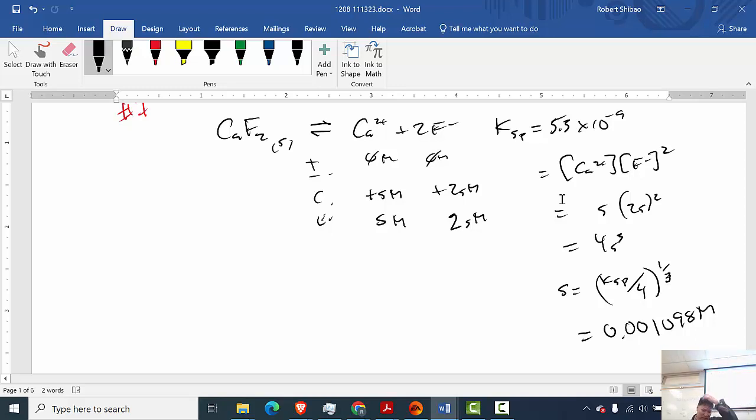So calcium fluoride is classified as insoluble, but is it soluble enough to supply 1 part per million fluoride? And so let's see. We can do a quick check for my calculation. The quick check is just plug it in here. So the calcium ion concentration is 0.001098 molar. And then I'm going to double this times 2. And the fluoride concentration is going to be 0.002196 molar.